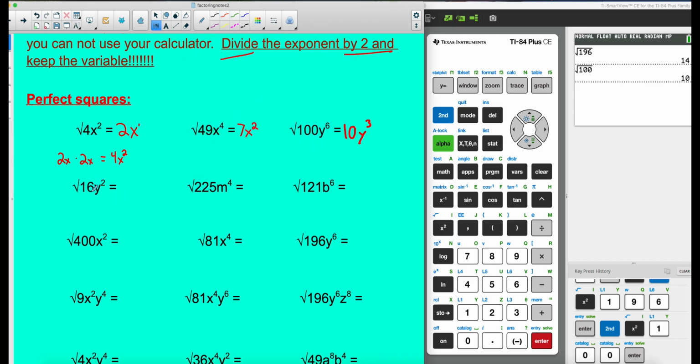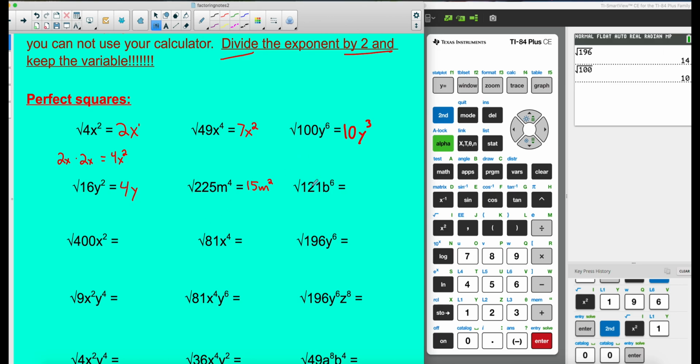Next, 16y squared. Some of you made this mistake today. Be careful with 16, guys. It is not 8. The square root of 16 is 4. What letter do you see? I see a y, and because it's y squared, you leave it at y. So the final answer here is 4y, because 4y times 4y is 16y squared. Next, 225. The square root of 225 we said today was 15. What letter do you see? You see an m. Now it's m to the fourth. To get the square root of m to the fourth, take 4 divided by 2, which is 2. So therefore, it's 15m squared.